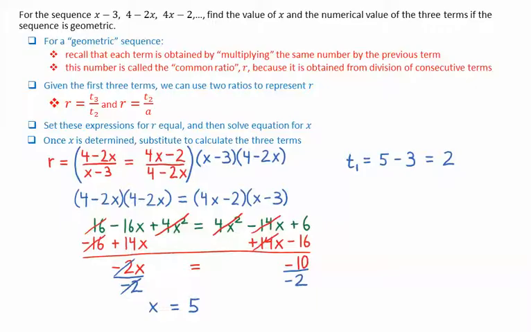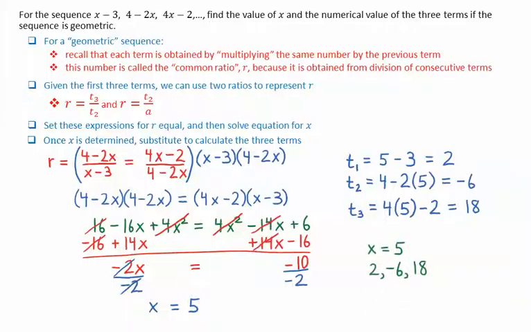first term equals 2. The second term, 4 minus 2 times x, or 4 minus 2 times 5. This means the second term equals negative 6. Finally, the third term, 4x minus 2, is equal to 4 times 5 minus 2, giving the third term equals 18. We then have x equals 5, and the three terms are 2, negative 6, and 18.